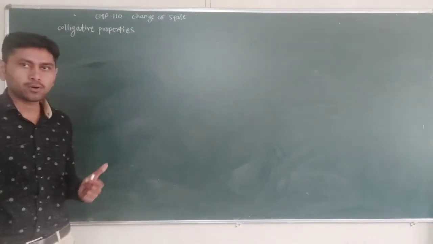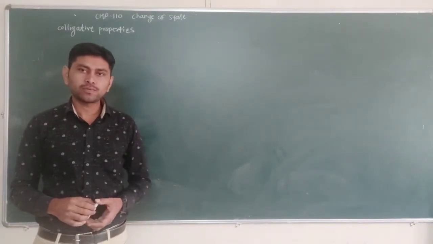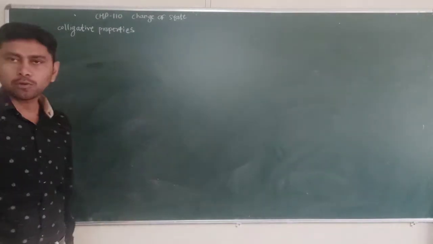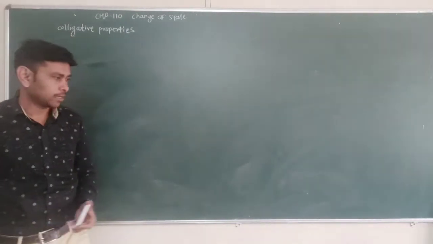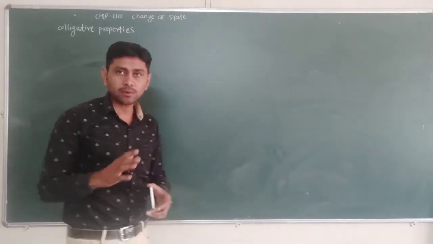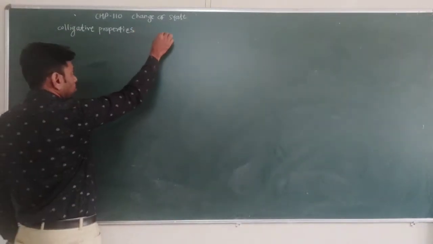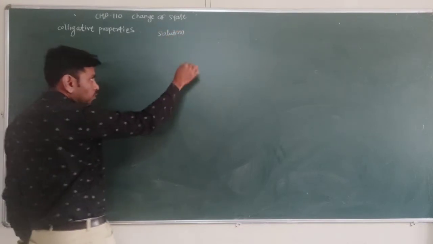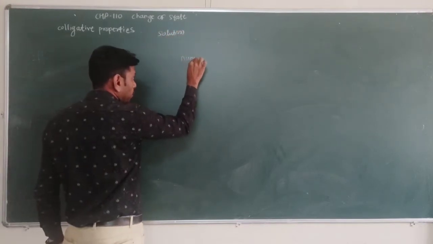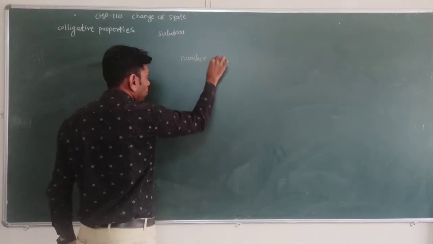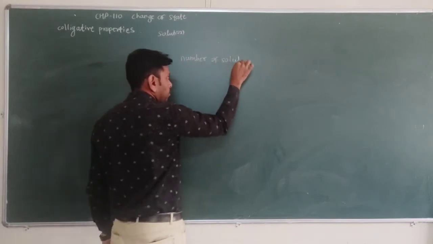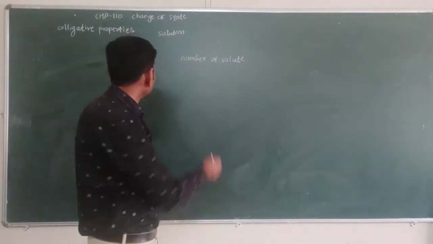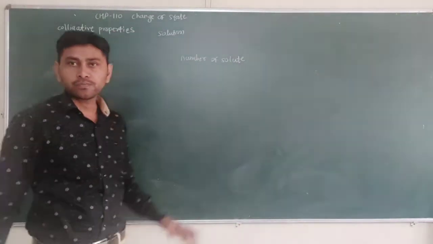We are learning about the subject fundamentals of physical chemistry, in which we have to learn the topic colligative properties. Okay, let's see the colligative properties. These are the properties of solution. Actually, colligative properties are the properties of solution whose value depends on the number of solute particles. If solute particles increase, then these properties increase.